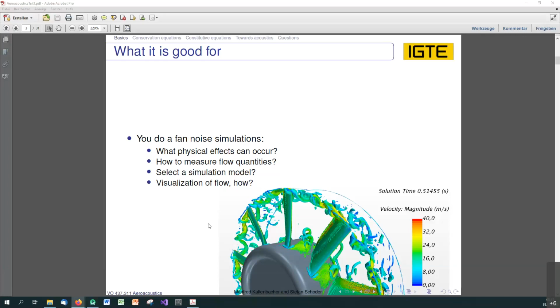And here, you see a flow visualization. It's the Q criterion. The Q criterion is a criterion which relates vortical structures to how much strain is induced in a fluid element. So this is more or less the Q criterion, and this is visualized here. So that's what it is good for: learning fluid dynamics in this course.